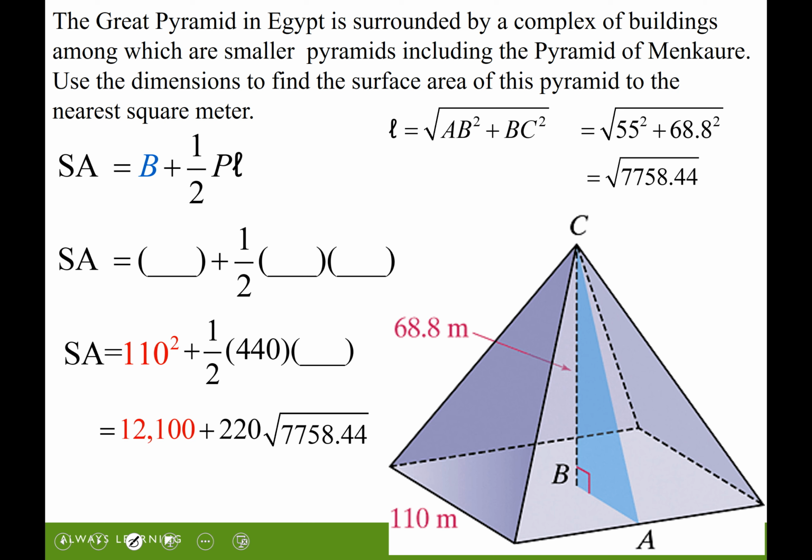Okay, so let's take our capital B plus sign. Went ahead and already did the 440 divided by 2, so now we're talking 220 times the slant height. Approximating that to the nearest square meter would be 31,478 square meters. That is a lot of square meters to cover the surface area of this pyramid.